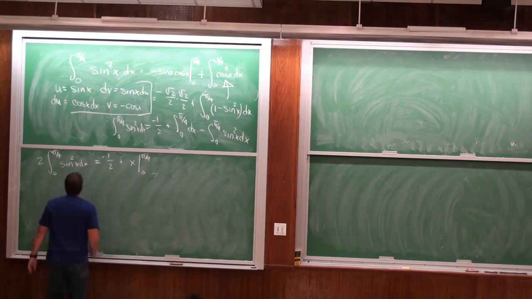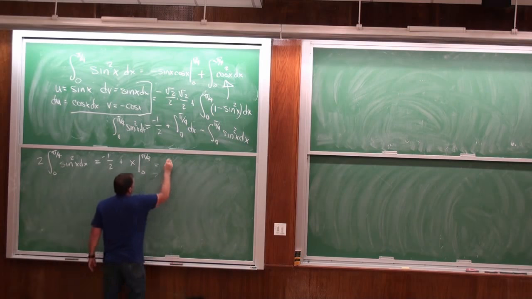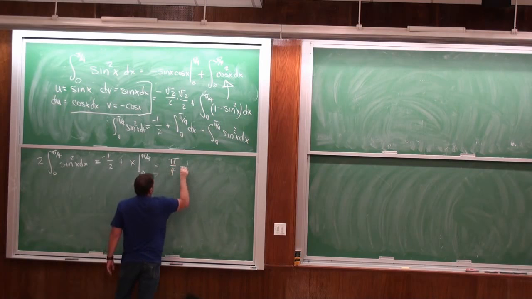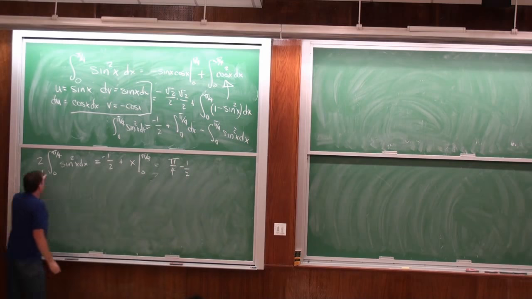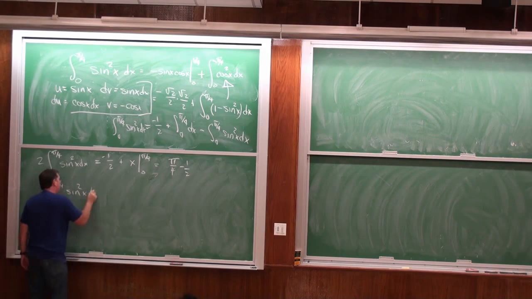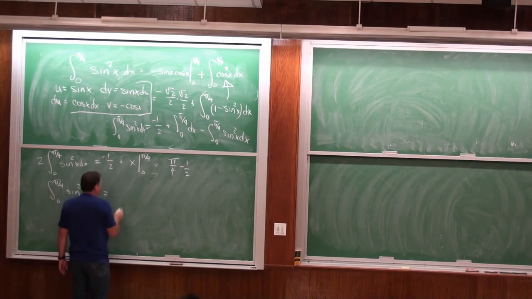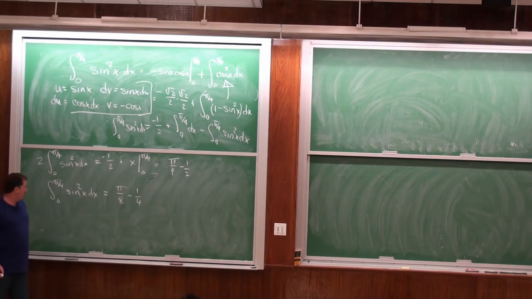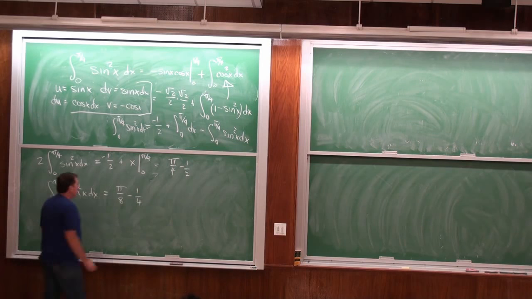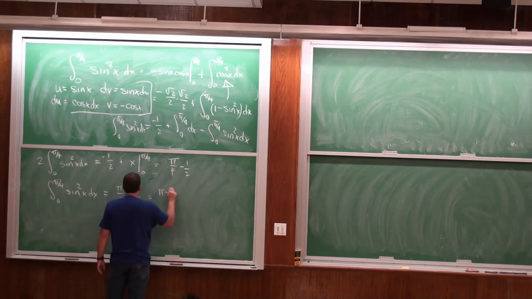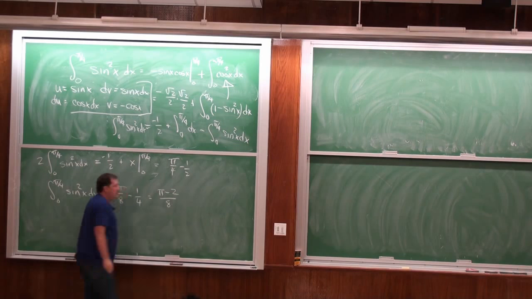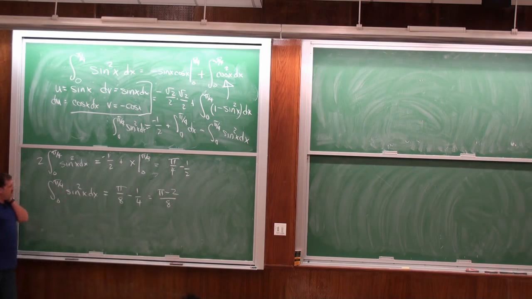So this is pi over 4 minus a half equals twice the integral I want. So the integral I want is pi over 8 minus a quarter. Or pi minus 2 over 8.